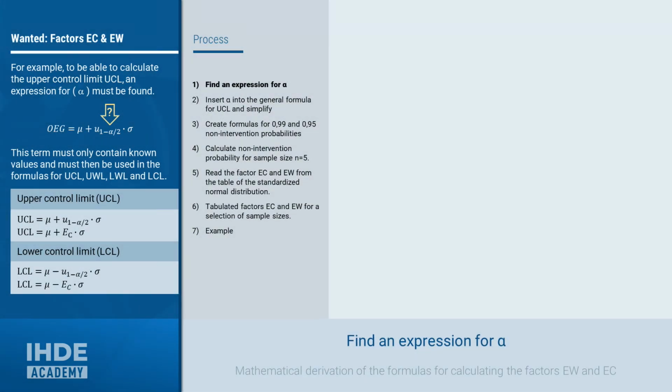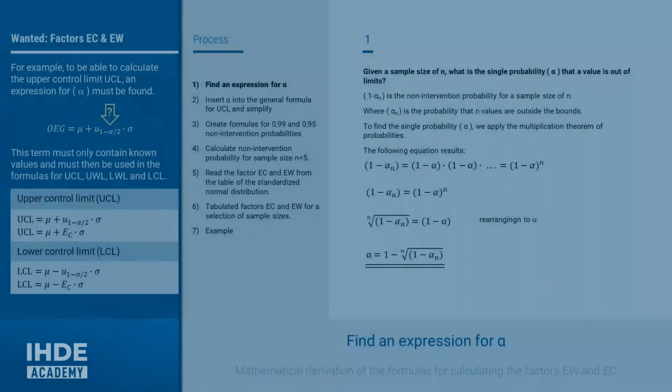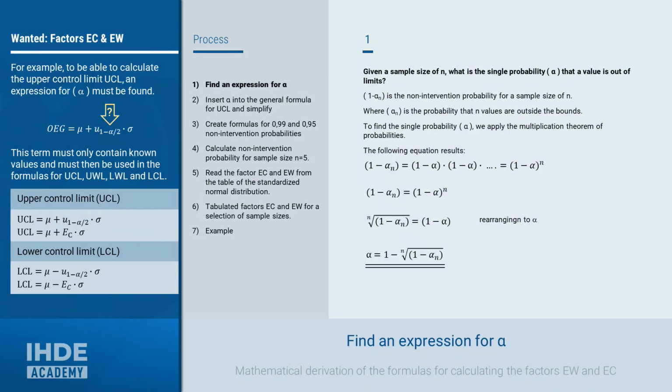So, let's start finding the expression for alpha. We will continue to carry the generally applicable formulas on the left with us. The underlying question to be answered is: given a sample size of n, what is the single probability that a value is inside the limits? 1 minus alpha n is the non-interference probability for a sample size of n, where alpha n is the probability that n values are outside the limits.